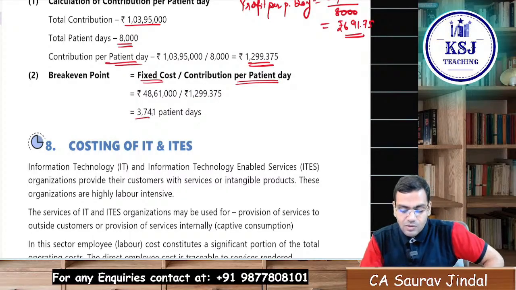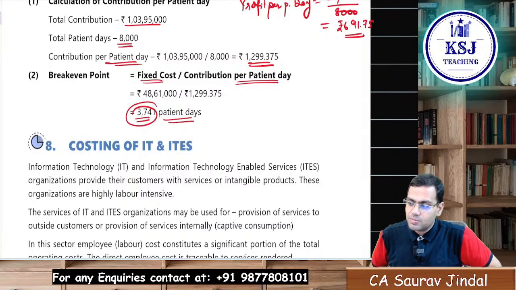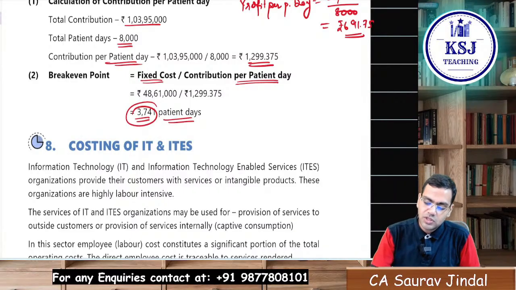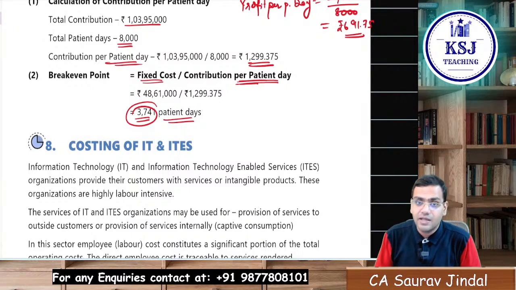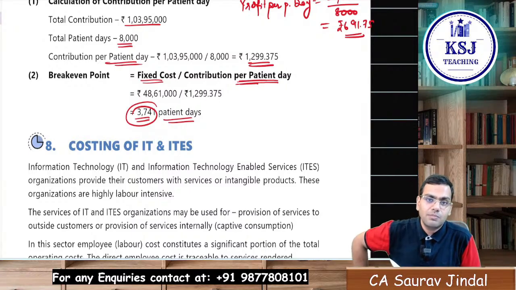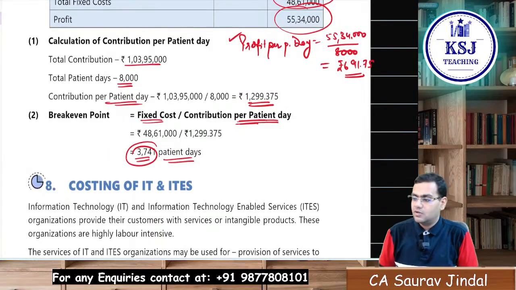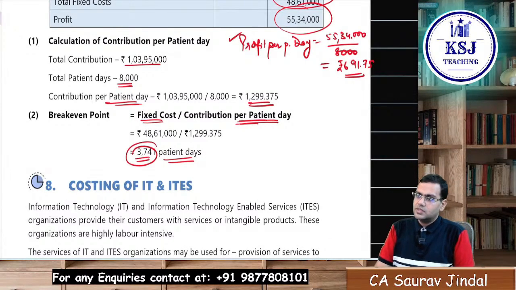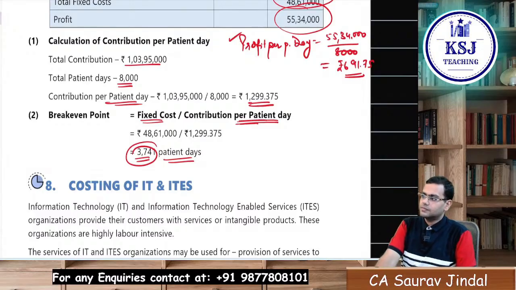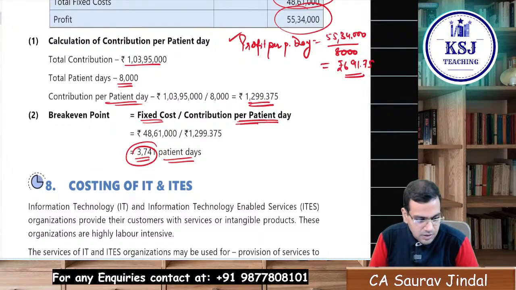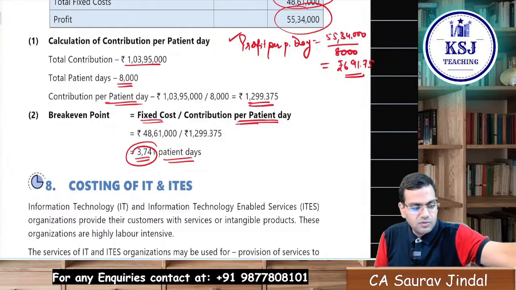So at 3,741 patient days, the hospital will be at a break-even point. That is why contribution per patient day has been calculated, but the question is asking you for the profit per patient day. So please calculate this profit per patient day also. Clear? Any doubts in this question? Please let me know if you have any doubts in this question.